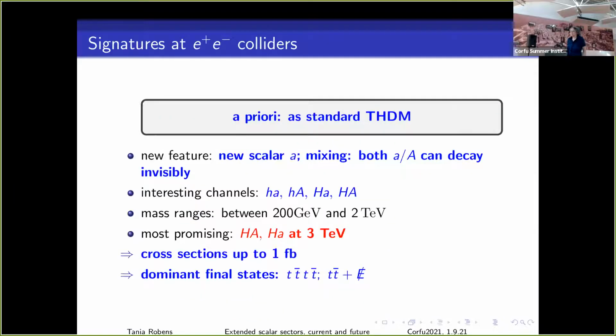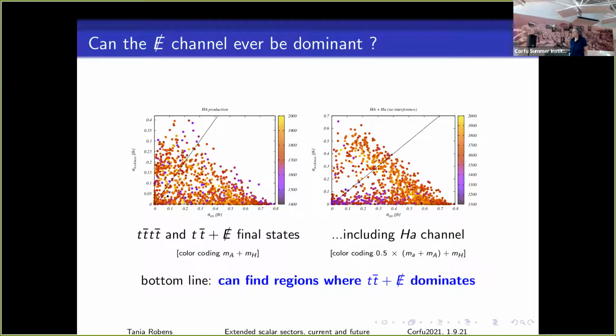Then I asked, what about e+e- colliders? It's already explored extensively at the LHC, but what about e+e-? I also wanted to look at a signature which is not realized in the normal two-Higgs-doublet model. These are the interesting channels where the A and also the big A can work as a mediator to the dark matter, so you have missing energy. This is the most promising channel. You get cross sections up to 1 femtobarn, and the dominant final states are t tbar, or t tbar plus missing E_T. So the question is, can I ever be in a parameter point where this second novel signature, t tbar plus missing energy, is dominant?